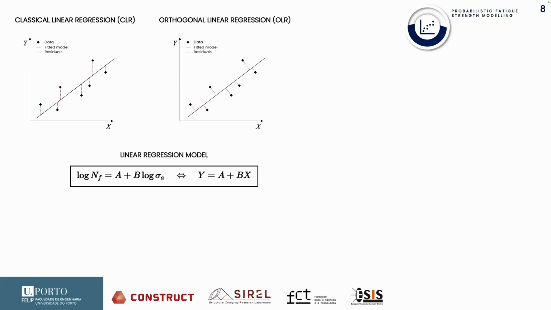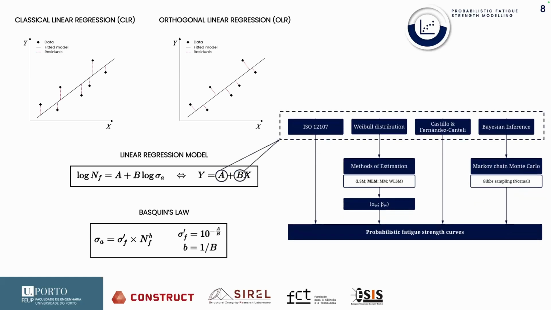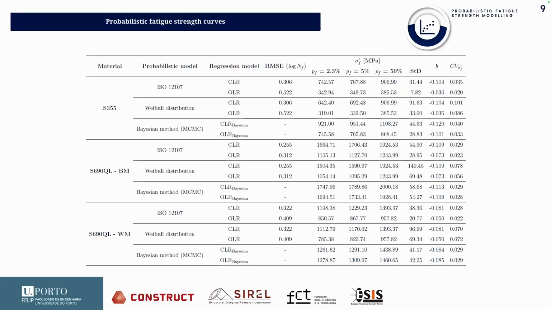So we can achieve a linear relationship between the number of cycles and the stress amplitude through this equation. And if we apply the two regression models and the three probabilistic models, because these three probabilistic models are related to the regression methods, except the Castillo-Fernandez-Canteli, which is a nonlinear method, we can relate A and B with the Basquin's law, which is a commonly known stress local approach to estimate the fatigue material properties. In this case, the fatigue strength coefficient and the fatigue exponent. So these were the results that were obtained for these three materials, according to which probabilistic method.